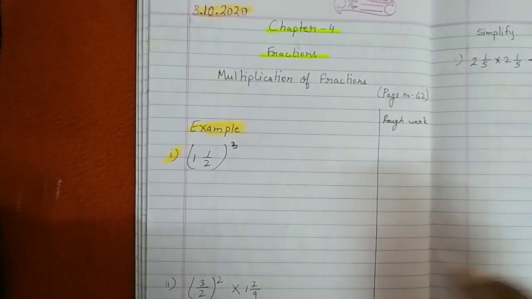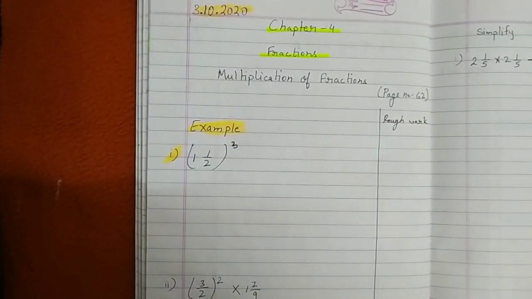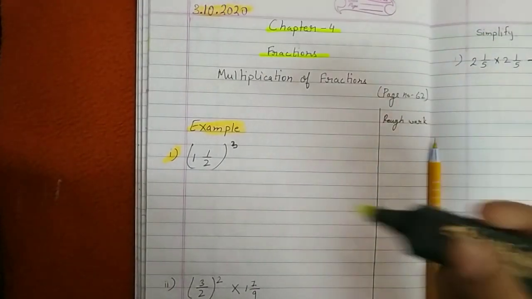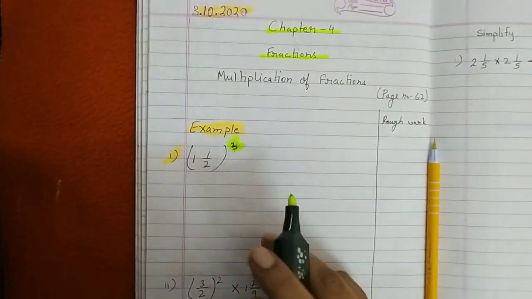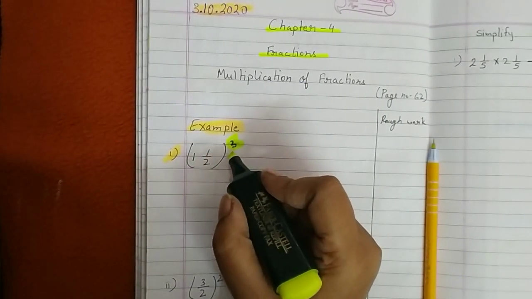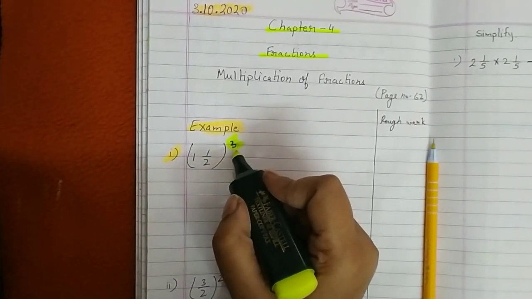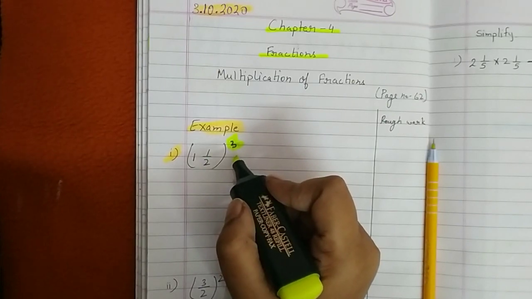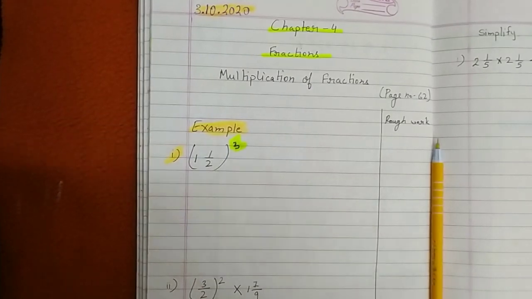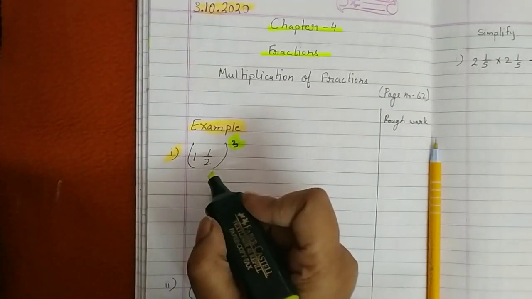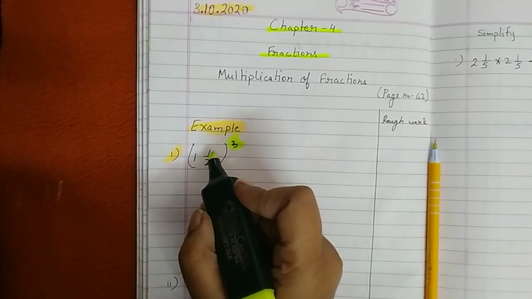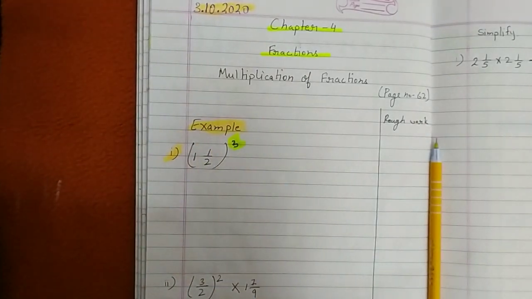Example 1. You can see here 1 whole 1 upon 2 in the bracket. And what you can see here, children? This raised to the power 3, on the top of the closed bracket. What does this 3 mean here? This means that 1 whole 1 upon 2 we are going to write 3 times.